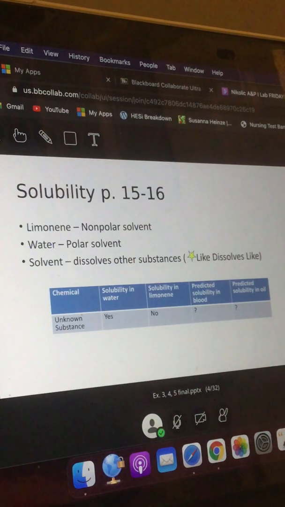All right, so here is my reproduction of the chart on page 16 in your lab manual. And what we have here is an unknown substance. We don't know what that is. We don't know if it's polar. We don't know if it's non-polar, hence the idea of being unknown.